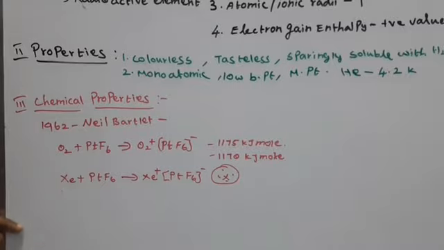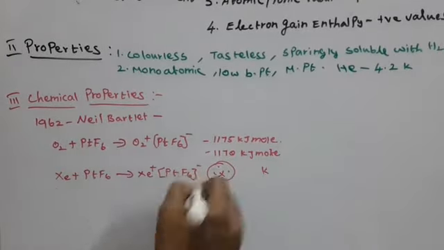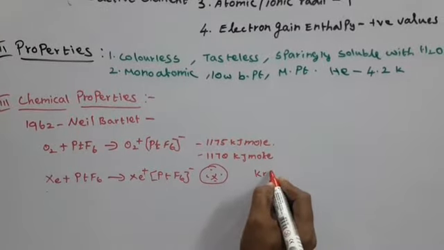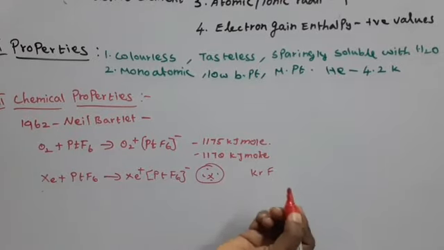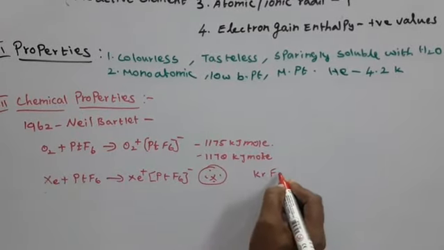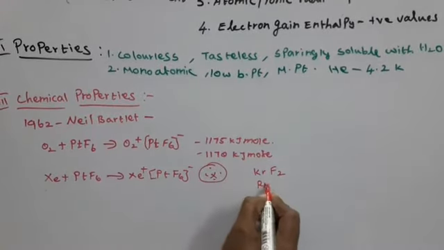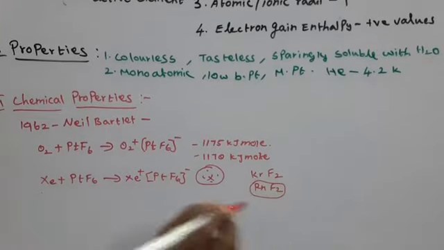Okay, right. So after that the krypton. All the inert gases react only with fluorine, because fluorine is the highly electronegative element. Krypton forms KrF2, and also RnF2, but it is isolated, not synthesized.